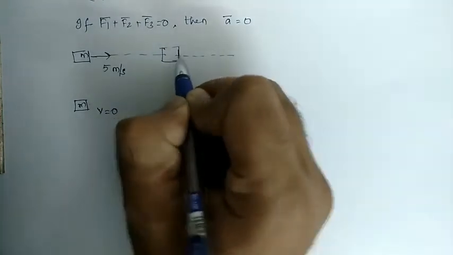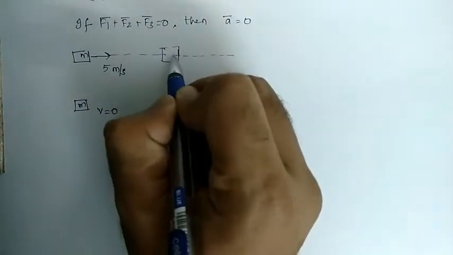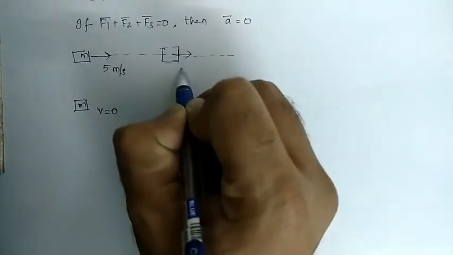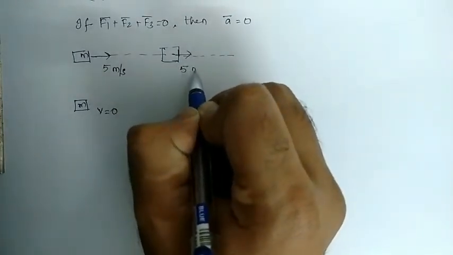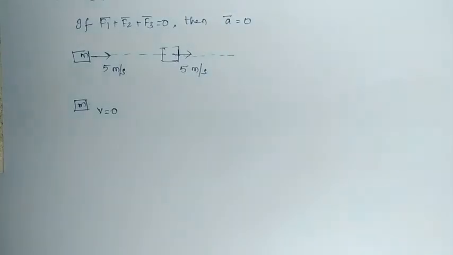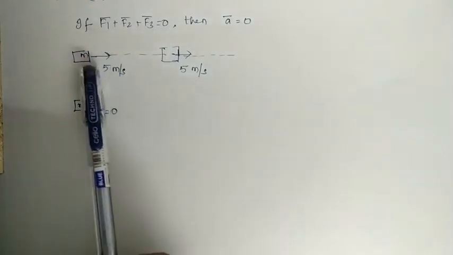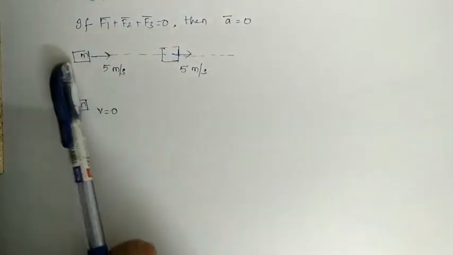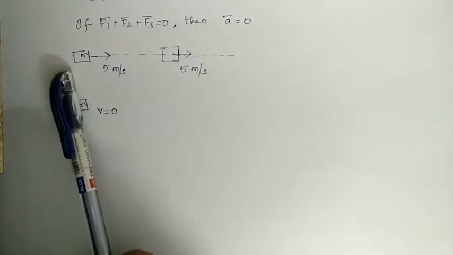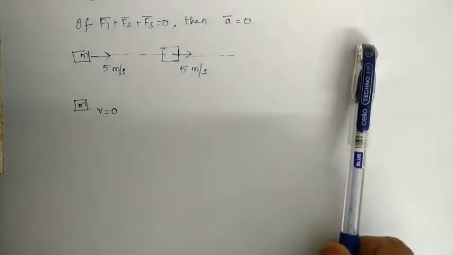So the body will continue to go in the right direction forever. That means its direction of velocity doesn't change, and the magnitude of velocity doesn't change either. Or we can say that the body continues its uniform motion. Okay, it undergoes a uniform motion, or a uniform velocity motion.